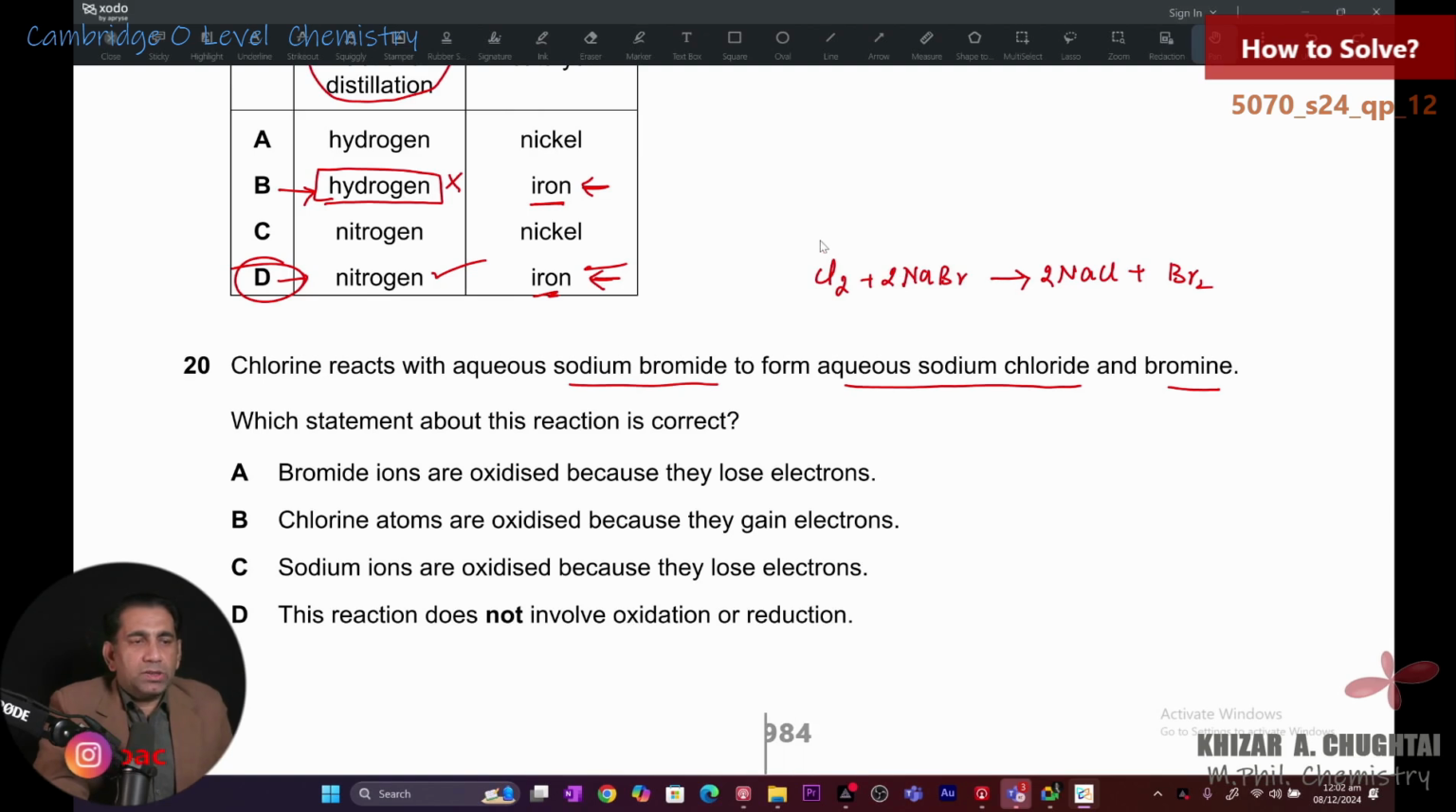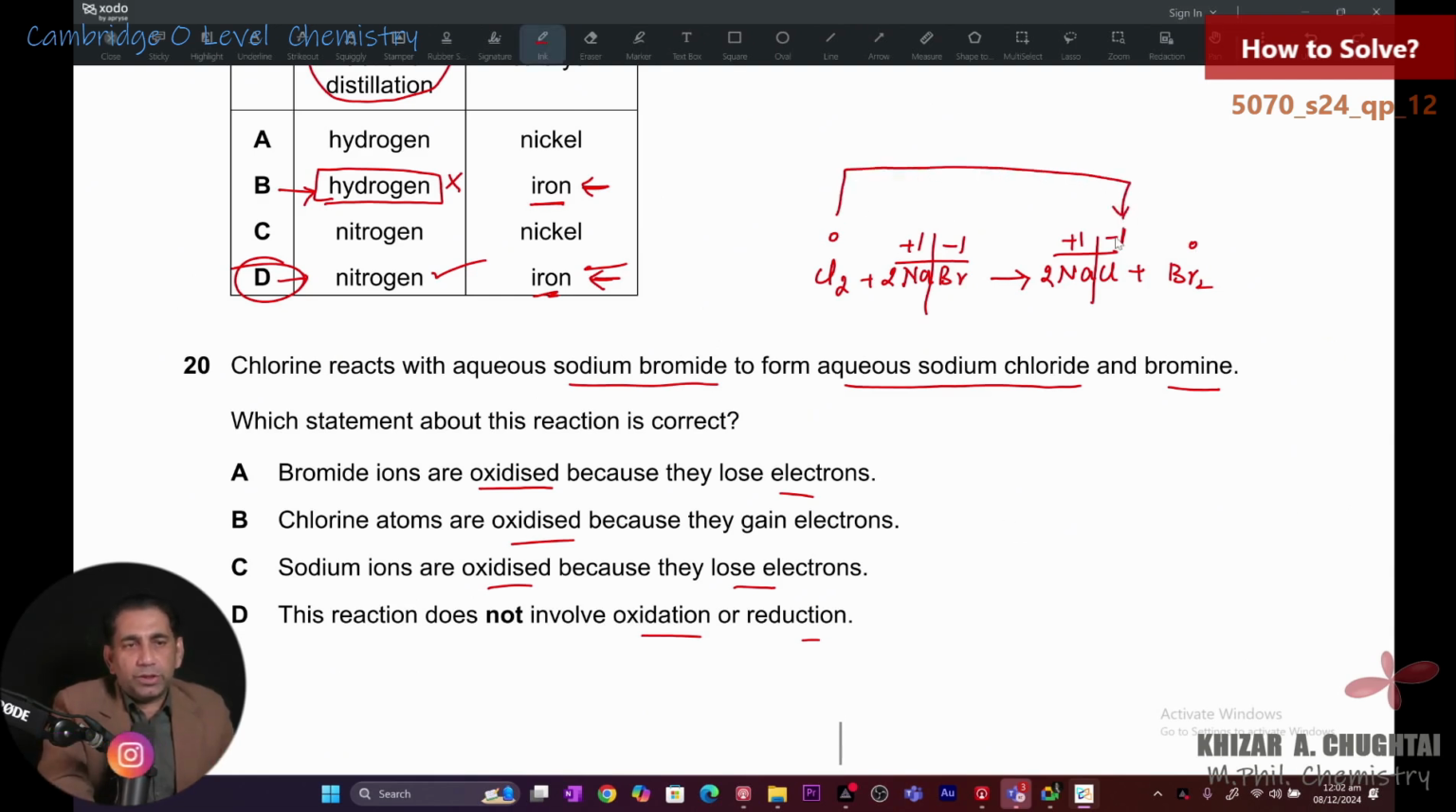Now, what are the oxidation states in this equation? As we have the words oxidize, loss of electrons, gain of electrons, oxidation, this question is about a redox reaction. Cl2 has 0 oxidation state. In NaBr, sodium is +1 and Br is -1. Here, sodium is +1, Cl is showing -1 oxidation state, and Br2 is 0 oxidation state. Cl is changing from 0 to -1, so it is decreasing. So here is reduction of Cl2, and Cl2 behaves as an oxidizing agent.